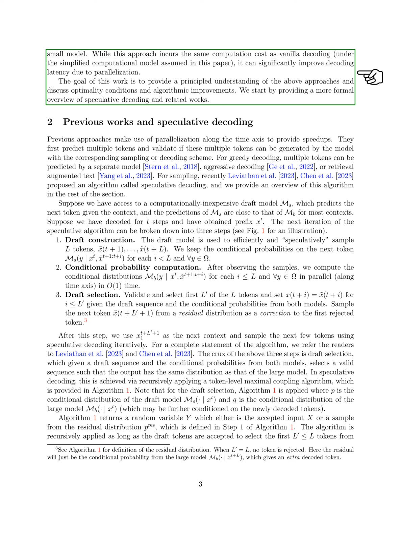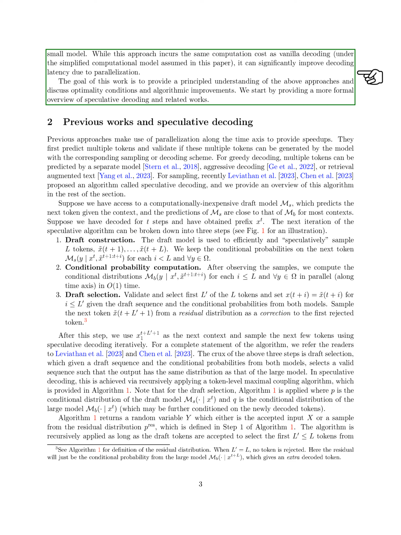Section 2 Previous works and speculative decoding. Let's delve into the previous research and the concept of speculative decoding. Earlier methods have used parallelization along the time axis to speed up the process. They first predict multiple tokens and then check if these tokens can be generated by the model using the corresponding sampling or decoding scheme. For greedy decoding, multiple tokens can be predicted by a separate model, aggressive decoding, or retrieval augmented text.